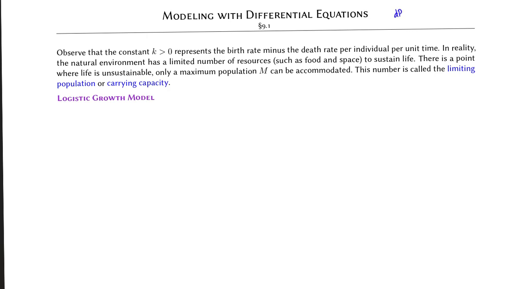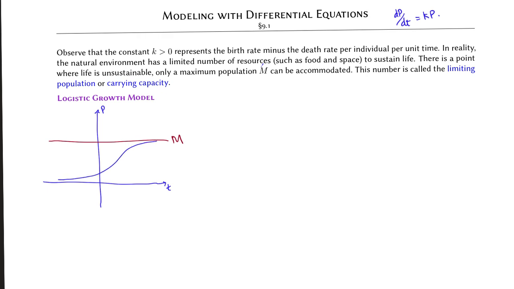With the basic differential equation dP/dt equals kP, the positive number k represents the birth rate minus the death rate per individual per unit time. In reality, the natural environment has a limited number of resources, such as food and space, to sustain life. There's a point where life is unsustainable. Only a maximum population capacity M can be accommodated. This number is called the limiting population or the carrying capacity.